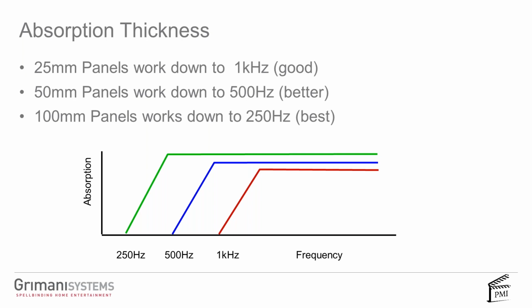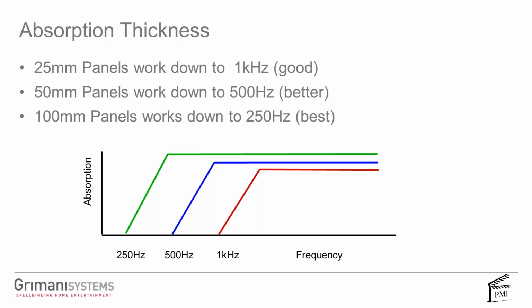That means that the bottom half, or more than the bottom 5/8, is untreated when you do just 1 inch panels on the wall. 50 millimeter panels, which is 2 inches, work down to 500 hertz. That's better. And 100 millimeter panels, which is 4 inches, work down to 250 hertz. That's what you need.